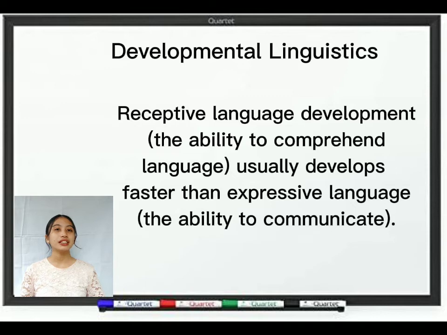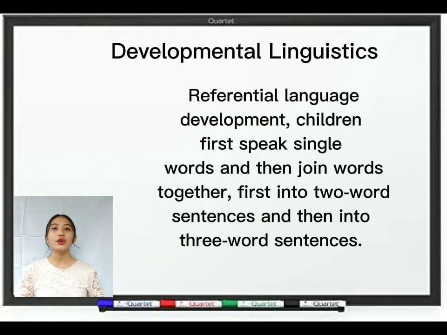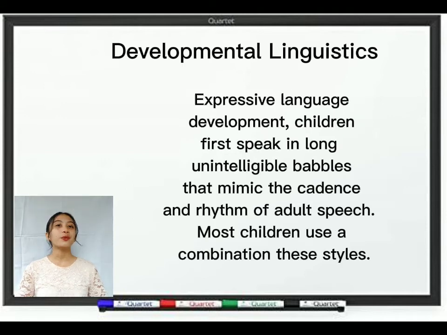Receptive language development is the ability to comprehend language. It usually develops faster than expressive language, the ability to communicate. Two different styles of language development are recognized. In inferential language development, children first speak single words and then join words together, first into 2-word sentences and then into 3-word sentences. In expressive language development, children first speak in long, unintelligible babbles that mimic the cadence and rhythm of adult speech. Most children use a combination of these styles.